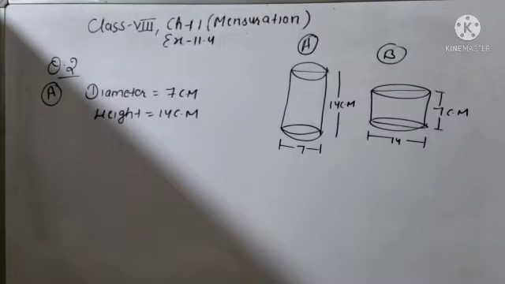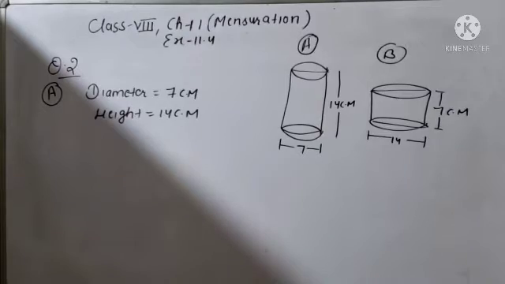Now we will start our next question, question number 2. What is given: two cylindrical tanks are given. First one is cylinder A, whose diameter is 7 centimeter and height is 14 centimeter, and the second, cylinder B, whose diameter is 14 centimeter and whose height is 7 centimeter. Can you find out whose volume will be greater without finding the volume, and whose surface area is greater?